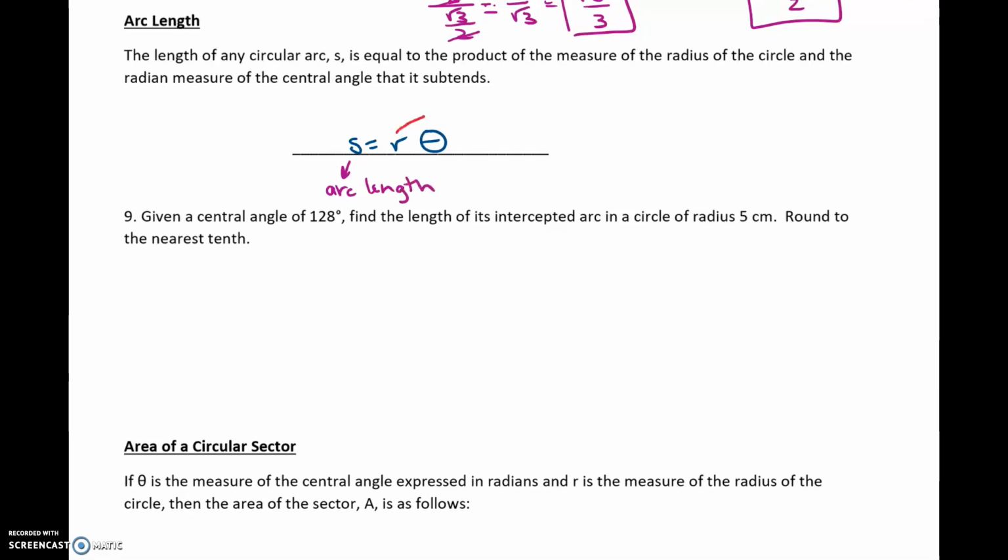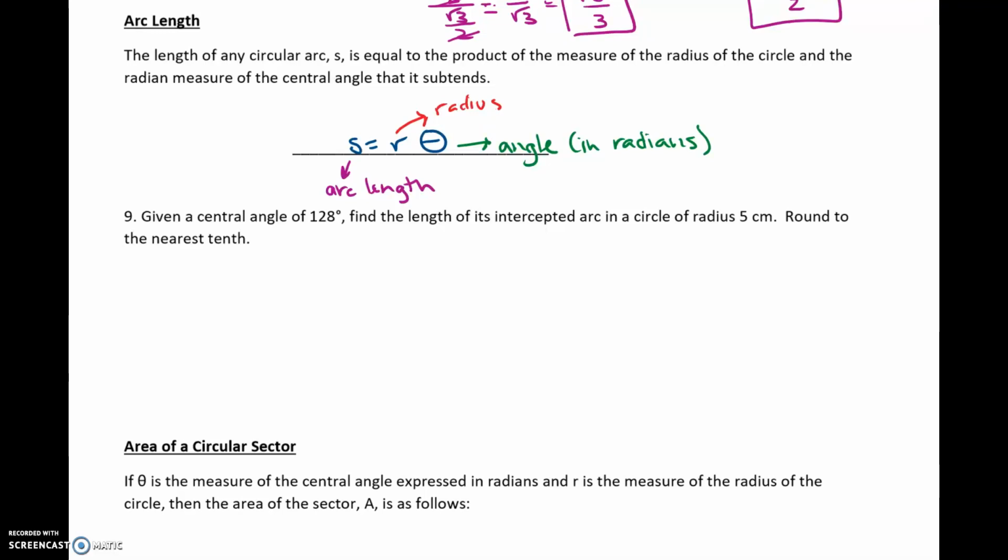R is going to represent my radius, and then it's important here that theta is my angle and it has to be in radians. All right, so it's just a basic formula. You're going to look for your given information and then plug in from there. So let's look at an example.